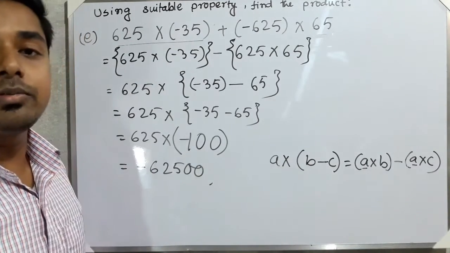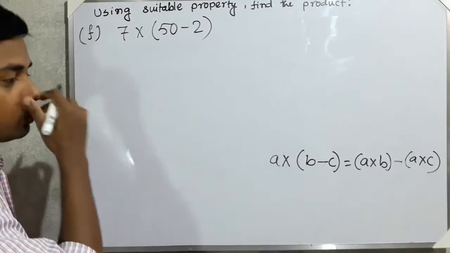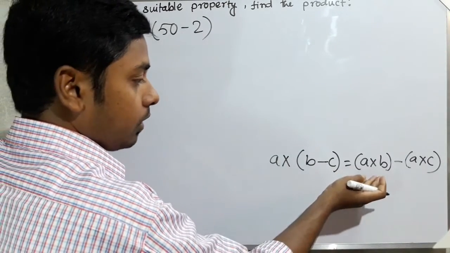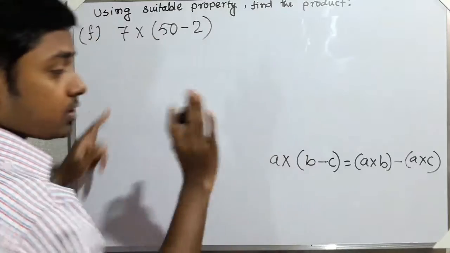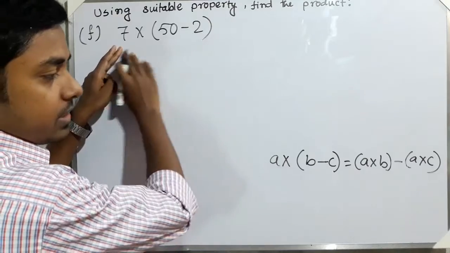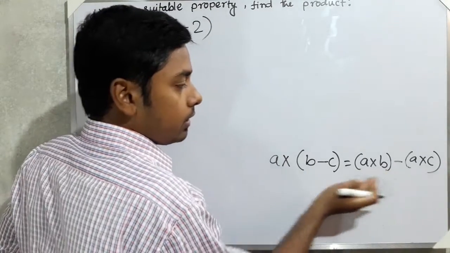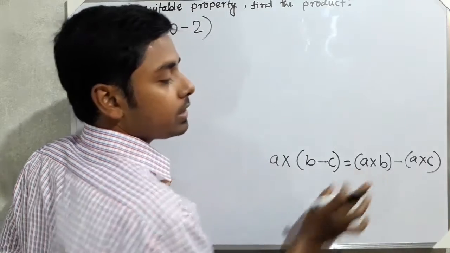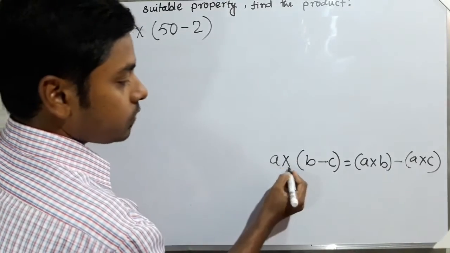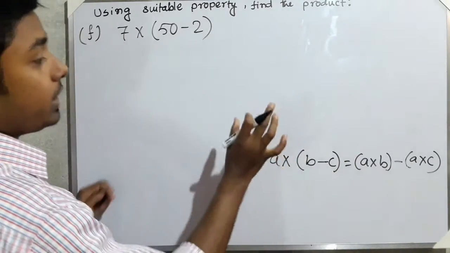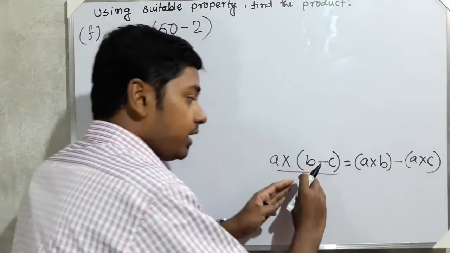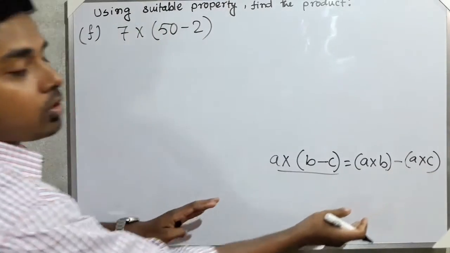Pause the video to note it down. Now we have taken question number F. First of all, you have to compare your given expression with your properties expression. Now you can tell whether the left hand side or right hand side is given. You can see here this one into, within a bracket, a minus b, this one into, within a bracket, b minus c. So you are given the left hand side. First you have to convert it into the right hand side, then solve.